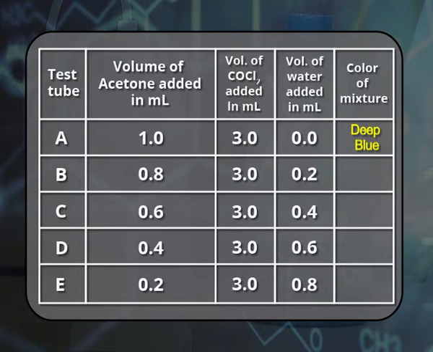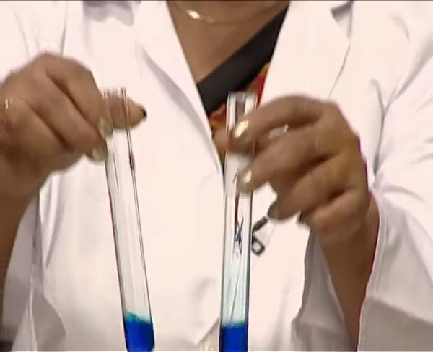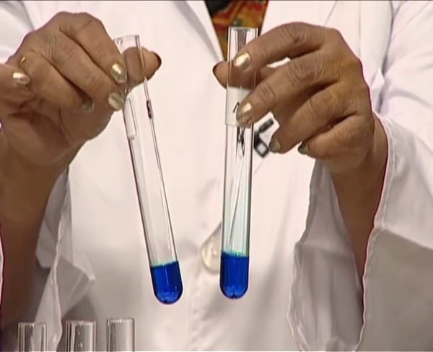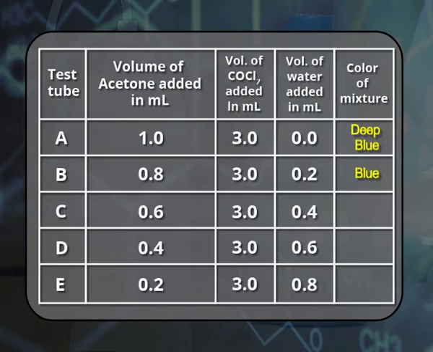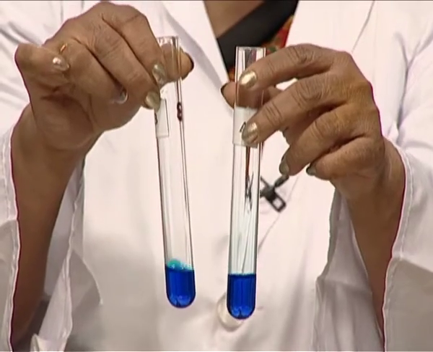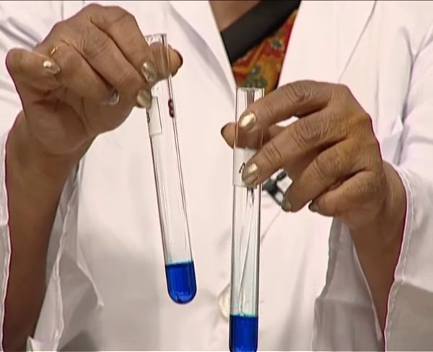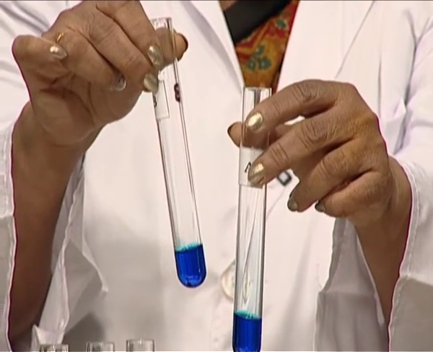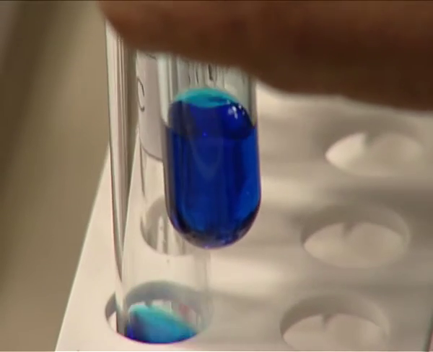I'll start with test tube A. You can see a deep blue color is there. Compare it with the color of the solution in test tube B. Little change is there towards the lighter tone, A to B, because we have now added water in it, which was one of the reactants.